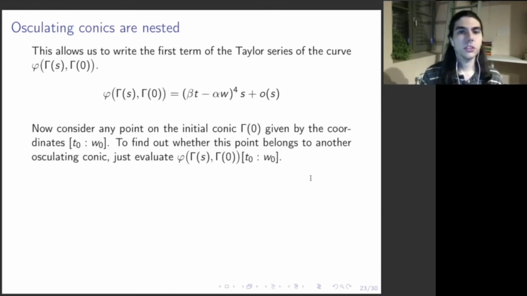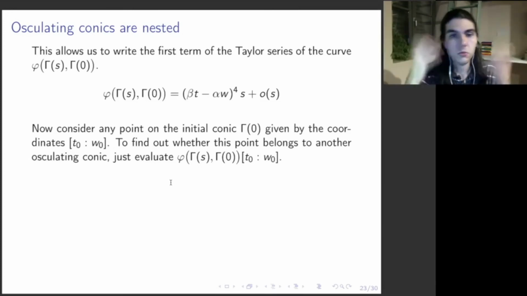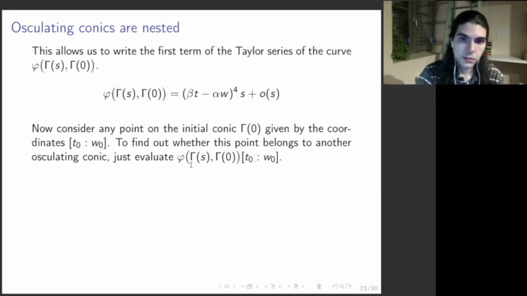Now, if we consider any other point on this initial conic, gamma 0, given by coordinates t0, w0, to find out whether this point belongs to another osculating conic, what do we have to do? We just have to evaluate phi at that particular point.